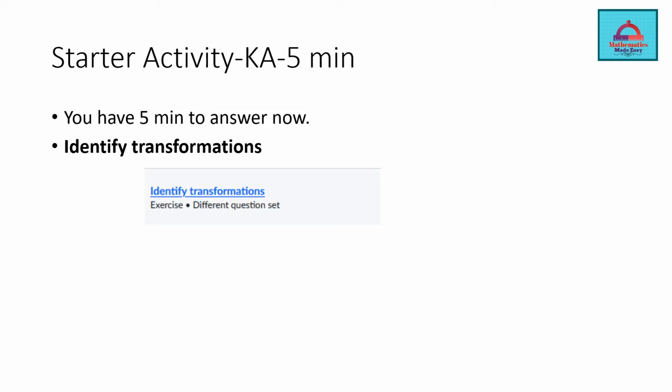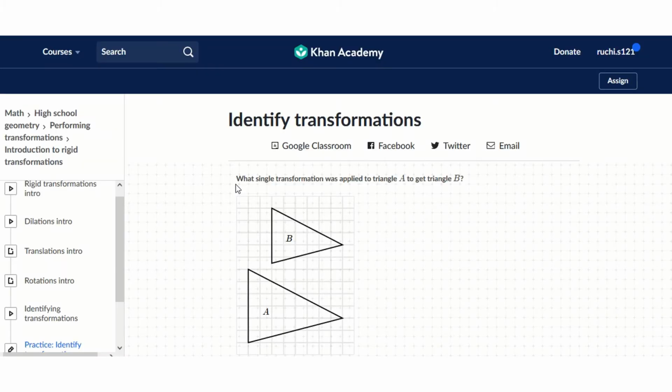Before we do this, let's do a starter activity. This is on Khan Academy. I'm going to be giving you 5 minutes to try to answer this. It is called Identify Transformations. Let me go to this activity and show you how to solve one question, and then we'll go to the key concept for today.